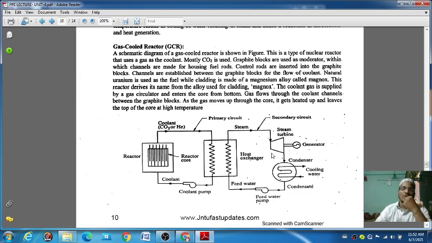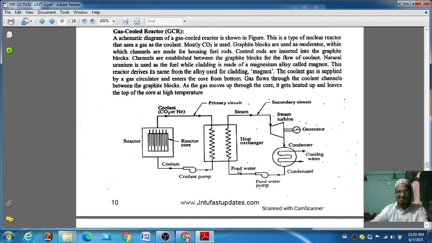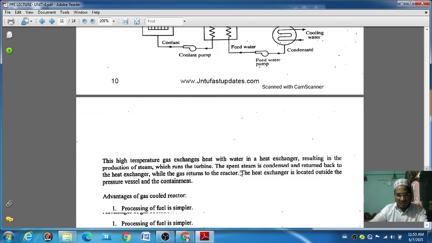So the rest of the steam, which has moisture content, will go to the condenser and be cooled here, and again the water will go through the heat exchanger with the help of the feed water pump. Okay, this is your gas cooled reactor.